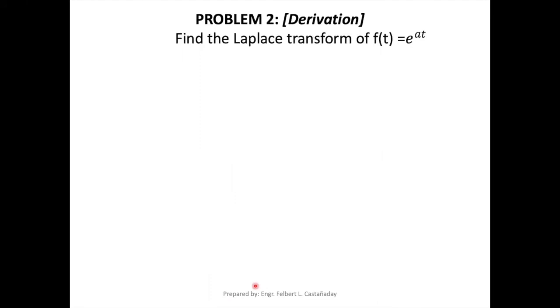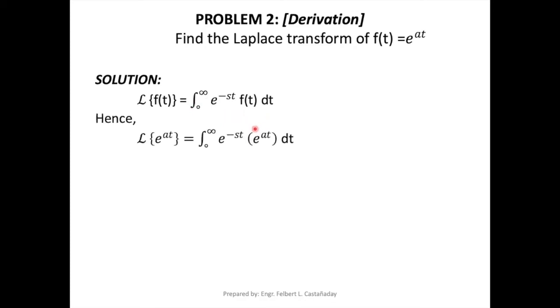Now let's proceed to another derivation of a transform of an elementary function. So f of t equal to e raised to at, where a is a constant. Now we use the definition in deriving the transform. So we have the integral of e raised to negative st times f of t dt. Since f of t is equal to e raised to at, we plug it in here. We now have the integral of e raised to negative st times e raised to at dt with limits from 0 to infinity.